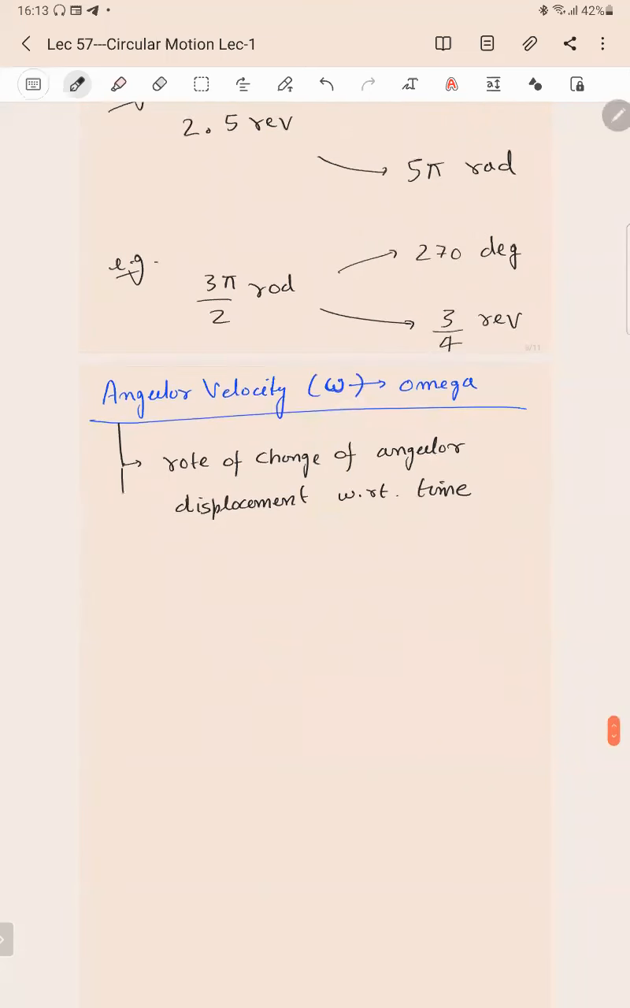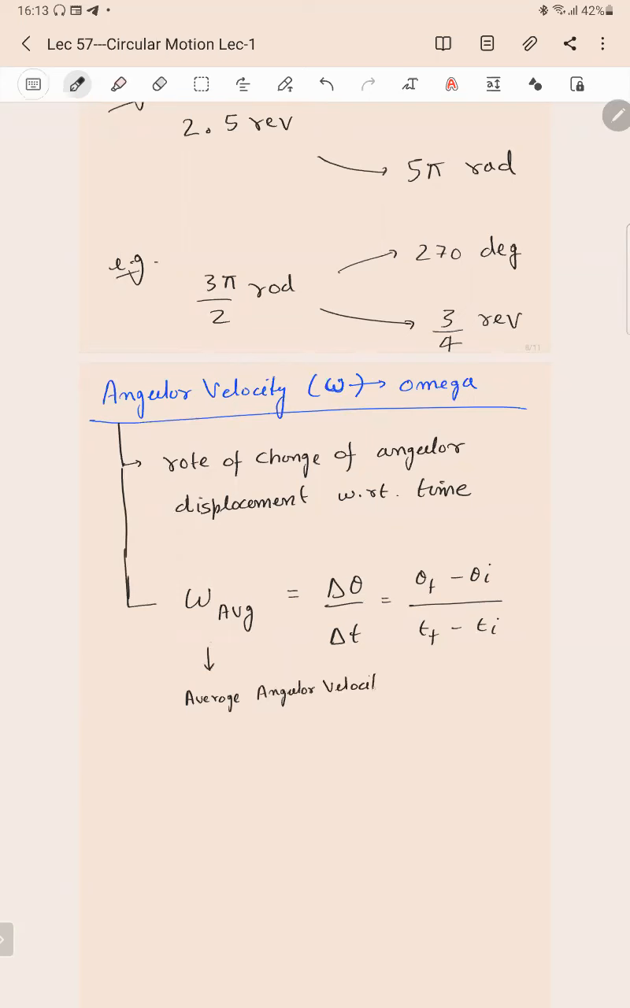So basically this is the basic definition. Then I have two formats. One is omega average. It is defined as del theta by del t, that is, theta final minus theta initial upon t final minus t initial. This is average angular velocity. ठीक है बेटा?